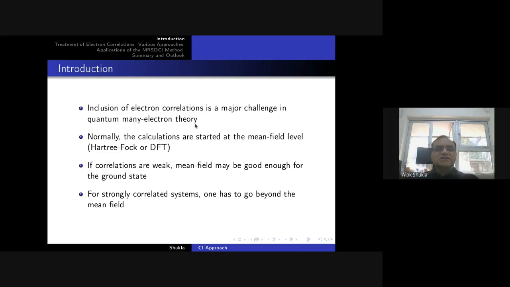So, let us start with the introduction. Inclusion of electron correlations, as we know, is a major challenge in quantum many-electron theory. Normally, what we do is start the calculations at some mean field level, and that mean field could be Hartree-Fock or one of the density functional theory variants. If correlations are weak, then the mean field approach may be good enough, and then we just end the story right there. But whenever the correlations are strong in the ground state, then one definitely has to go beyond the mean field.